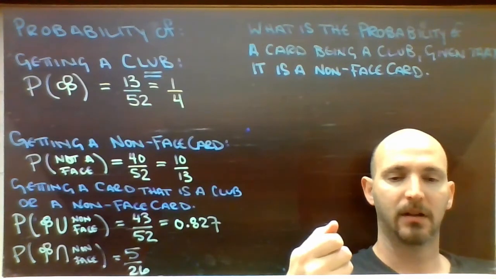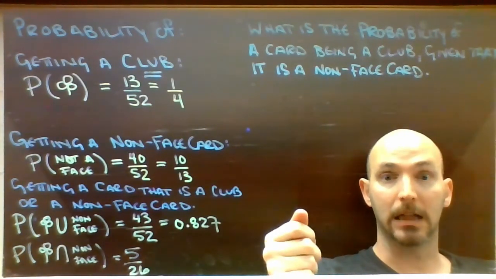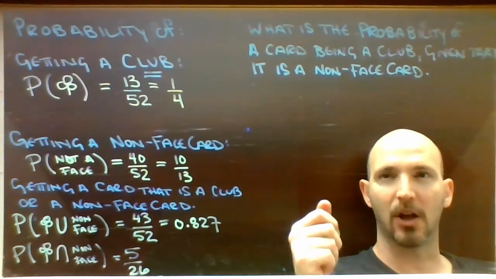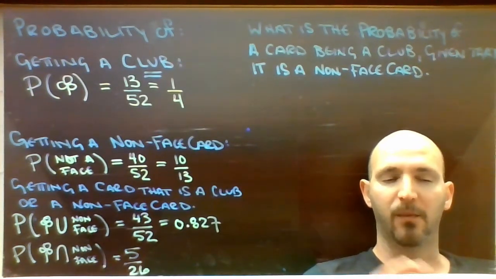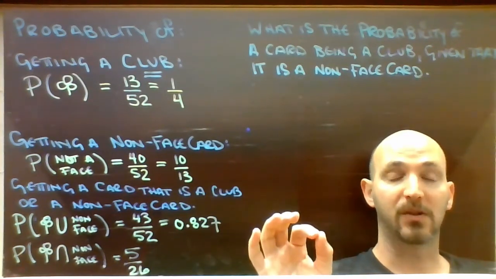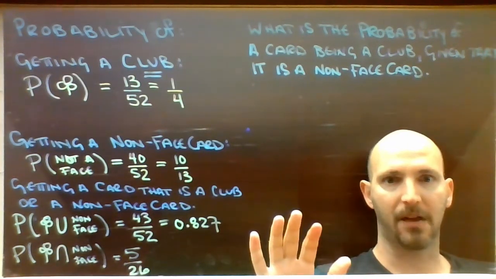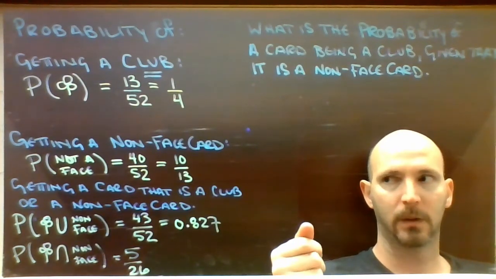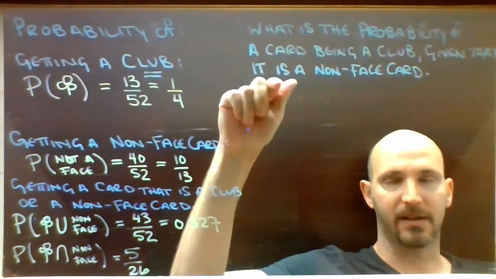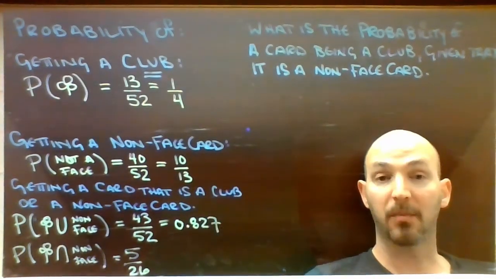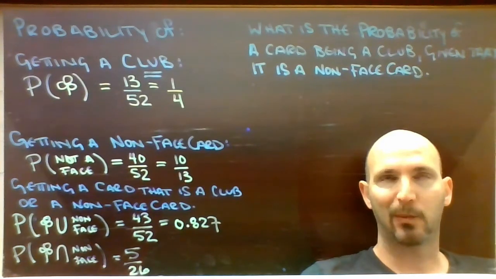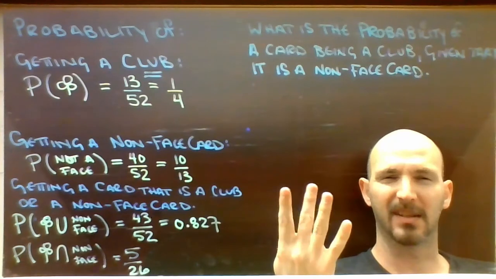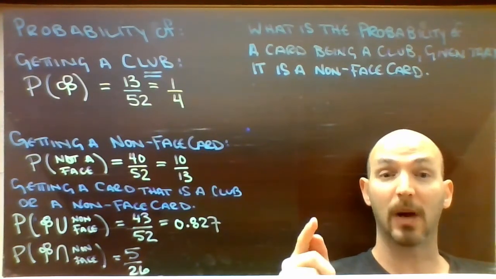So you draw it. I look at it. I know that it's a 9. What's the probability that it's a club now that I know it's a non-face card? Now, if we just think about the answer to that before we do any math, if I were to hand you a card and say, this is an 8, so we know that it's a non-face card. This is an 8. What's the probability of it being a club? Well, it's either the 8 of clubs, or diamonds, or spades, or hearts. So it should be 1 out of 4. That's the answer we should arrive at.